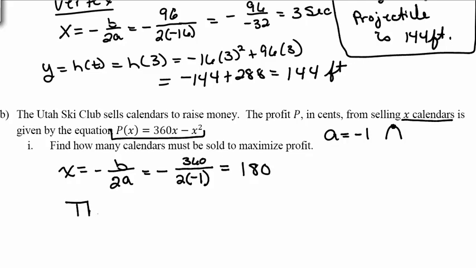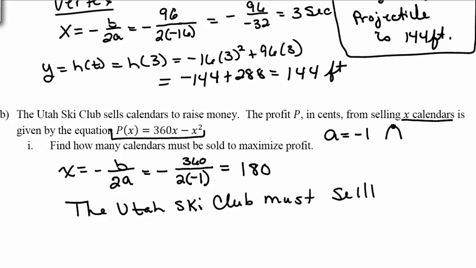So the Utah Ski Club must sell 180 calendars to maximize profit.